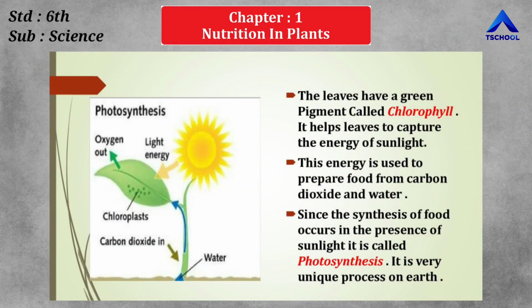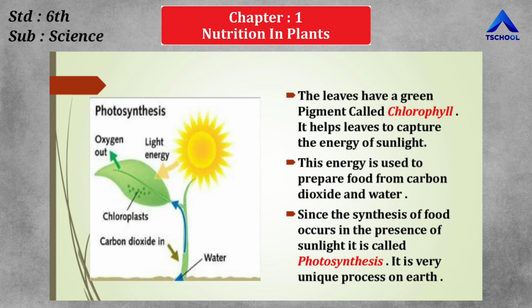Leaves have a special green pigment called chlorophyll. It helps to capture the energy of sunlight. This energy is used to prepare food from carbon dioxide and water. Since this whole process occurs in the presence of sunlight, it is called photosynthesis, because photo means light and synthesis means to combine. So, to combine all of the ingredients in the presence of sunlight is called photosynthesis.